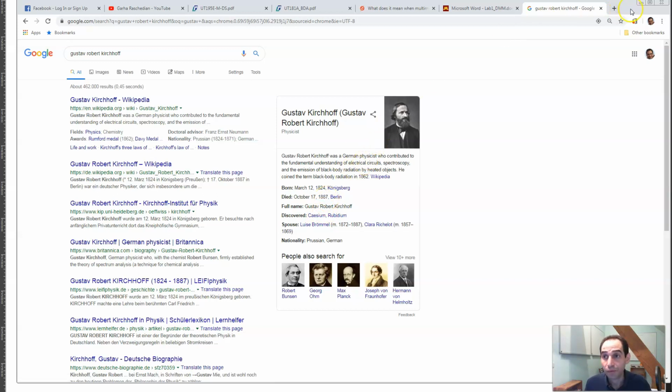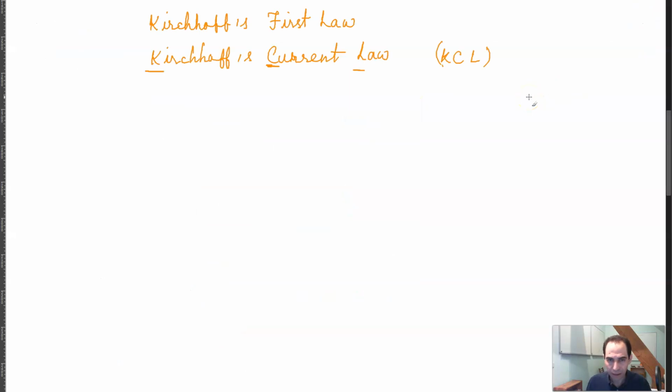Anyway, as far as I know, he has basically two laws, at least when it comes to basic electricity and electronics: the Kirchhoff's first law and the Kirchhoff's second law. The second law is called the Kirchhoff's voltage law, and it is about voltage in electric circuits. In a particular way, voltages add up to the supply voltage.